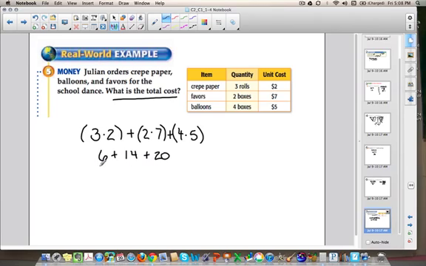Now I'm going to do the order of operations again. Parentheses? No. Exponents? No. Multiplication or division? No. All we have left is addition. 6 plus 14 is 20, because I'm starting on the left and going to the right, plus this 20 here, I'm going to bring it down. 20 plus 20 is 40. So that means Julian spent in all $40.